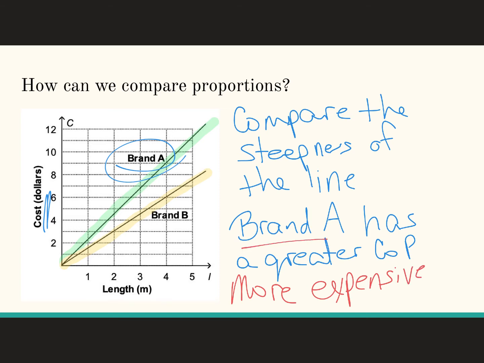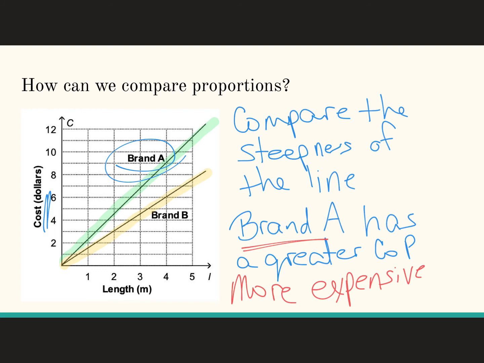So I know that brand A is more expensive because if we look at the line, brand A's line is steeper. It's moving up faster than brand B. That means the rate of change, or the slope, must be greater for brand A. And remember, our rate of change for a proportion is our unit rate. It is how much each one costs.